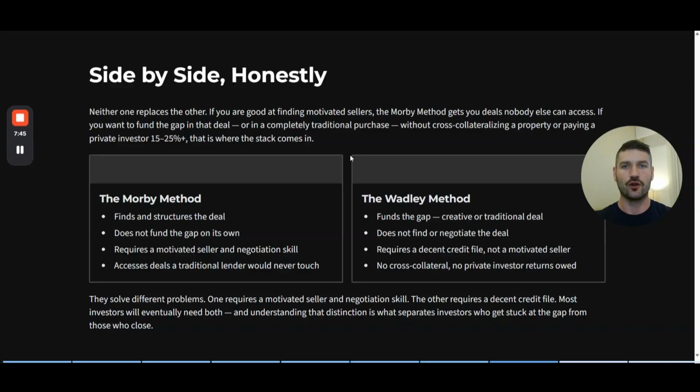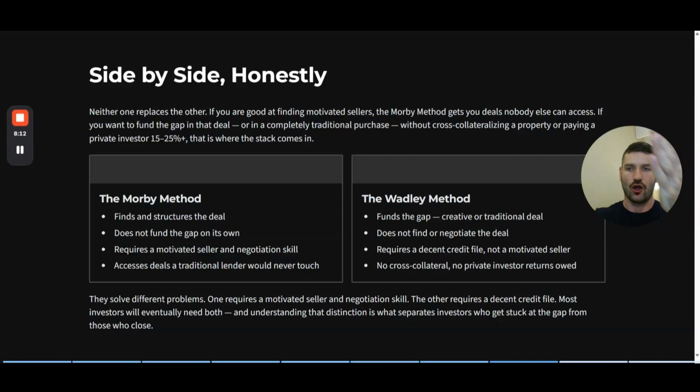If you're good at finding motivated sellers, the Morby method gets you deals nobody else can access. So if you're on the phone all day, maybe you've gone through the wholesaling route, great. Seller finance is awesome. If you want to fund the gap in that deal or in a completely traditional purchase without cross-collateralizing a property or paying private investors 15 to 25% over 6 months, that is where the stack comes in.